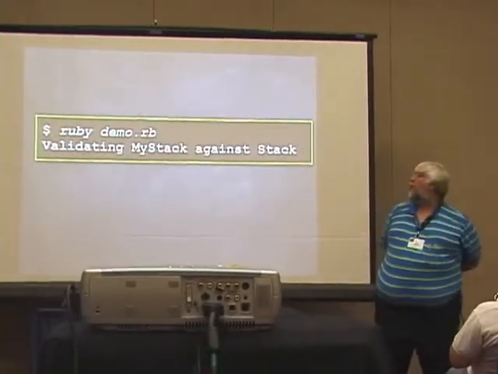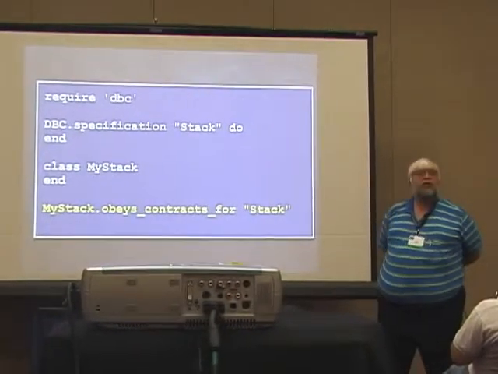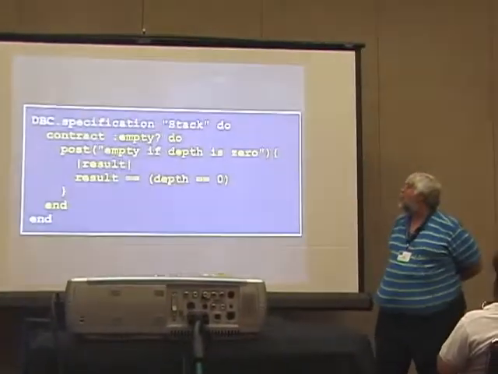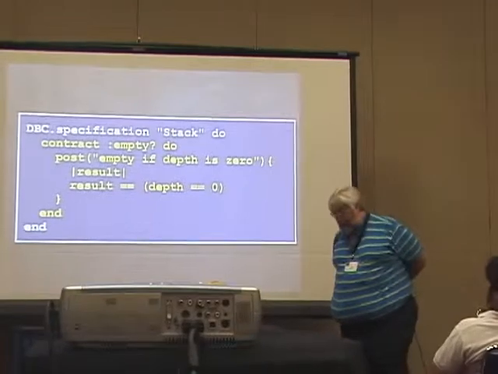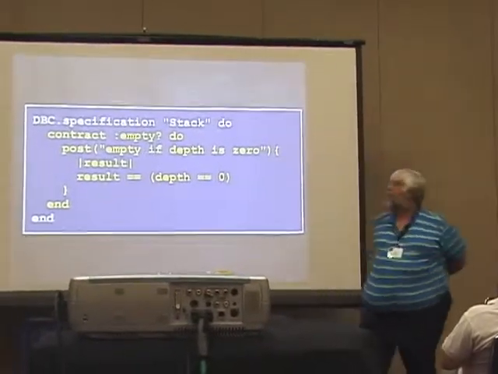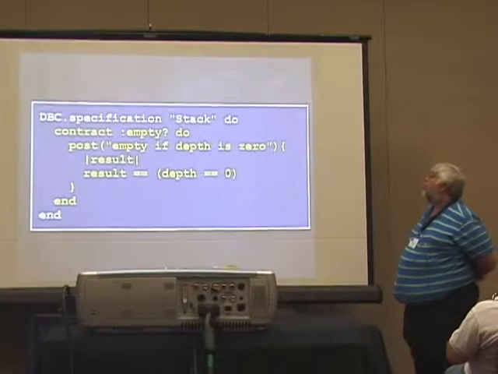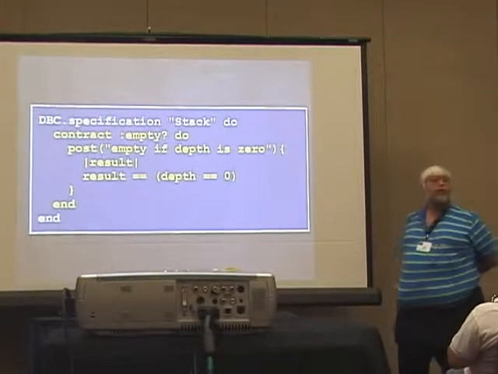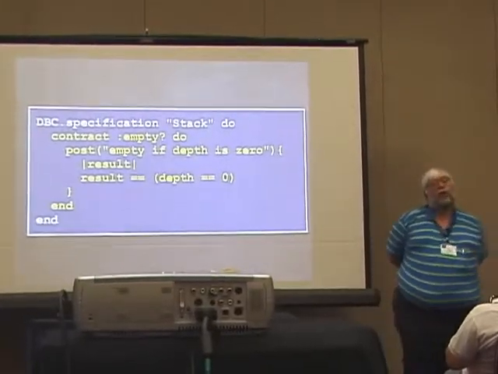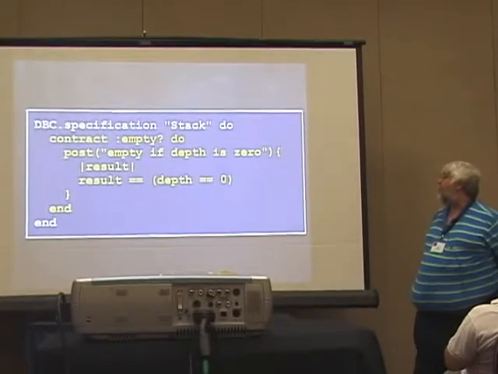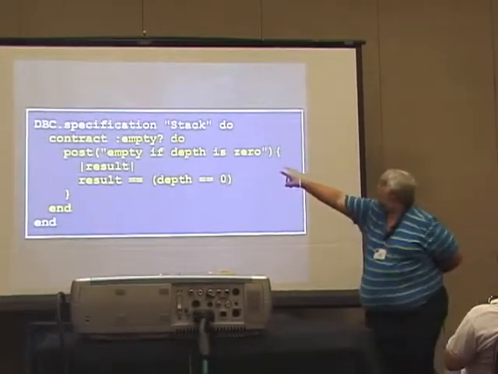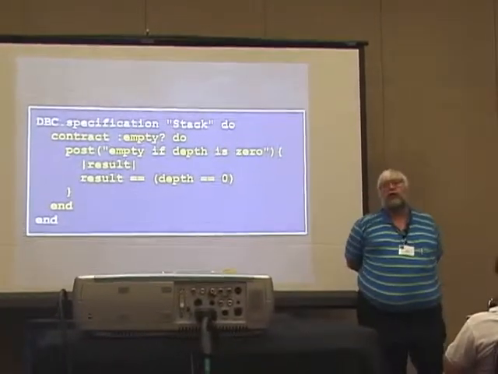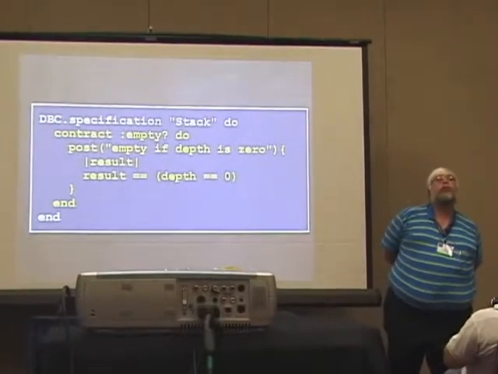Which makes sense. I mean, if we look at it, there are no specifications and there's no code. So we have no behavior matching no specification. That makes sense. So we add our first contract, and we're going to start with the empty method. The contract looks like this. You give it the name of the method that you're specifying the contract for, and inside the block, you specify your pre and post conditions. Just one post condition here: the stack is empty if depth is 0. That is the post condition, and we give it a string so that error messages show which post condition failed.